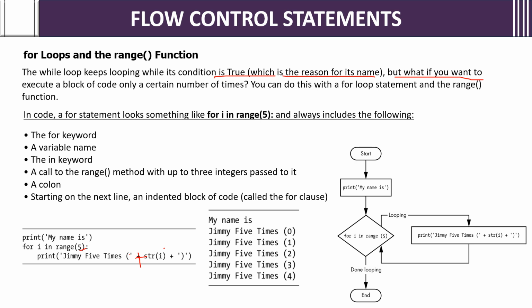See, if you look at the flow chart: start, print my name, it will print. Then for i in range, looping. How? Print Jimmy 5 times. It continues, prints 5 times, and then the looping is done and it comes out of the loop. End.